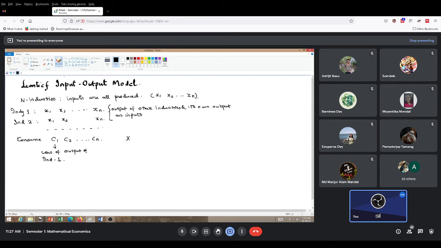So let us say that in the first industry, X1 amount is produced. How is this amount distributed? Part of it is consumed, right? So it goes to C. This will be C1. Part of it will be used as input in other industries. So I'll write this later on. And input in the own industry.